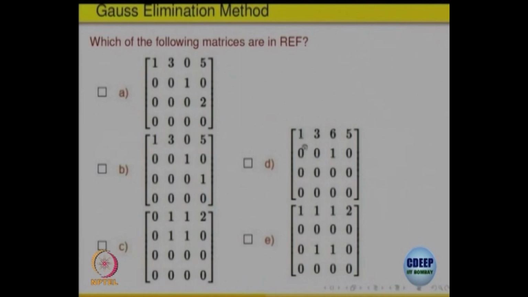It is, because there are only two non-zero rows, the bottom rows are 0. The first one is coming at column 1, and the second one, in the second row, is coming at the third place, that is, to the right side of the first one. The last one is not, because there is no non-zero entry here, that should have been at the bottom, right, but that is up. You can bring it to... we are not saying this is not in row, it can be brought. Okay.